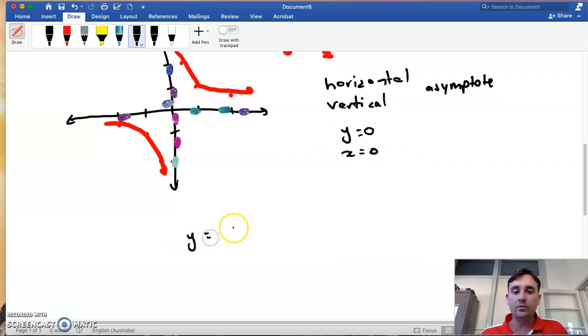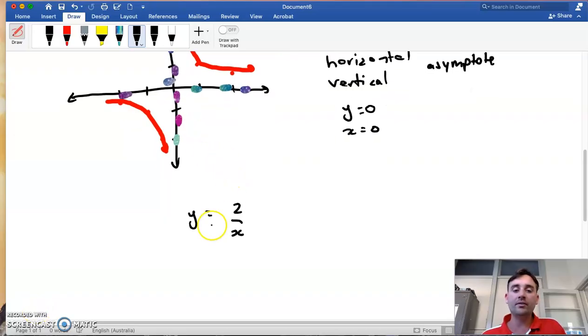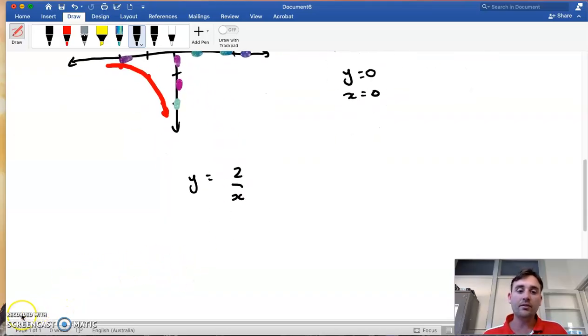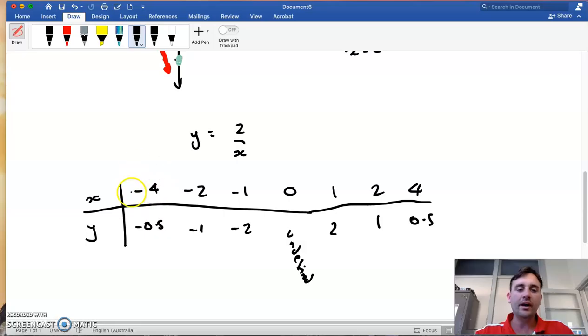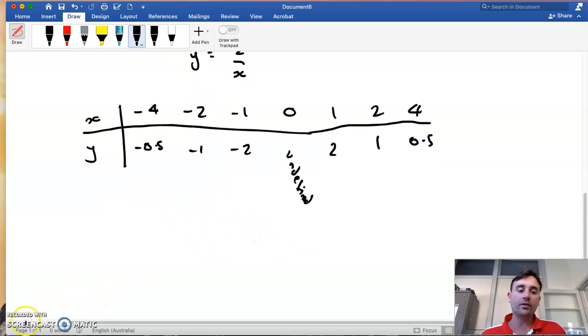Let's go y equals 2 over x, and let's have a look at some values there. I'm just going to put in some values for x, and then we're going to work out some values for y. So I've substituted in my x value of minus 4, and that becomes minus a half, doesn't it? 2 over 4 is a half, so it's minus a half. Sub in minus 2, 2 over minus 2 is minus 1, and sub in minus 1, 2 over minus 1 is minus 2. And I'll draw the graph of that. So I'll pause the video, draw the graph, see what it looks like.